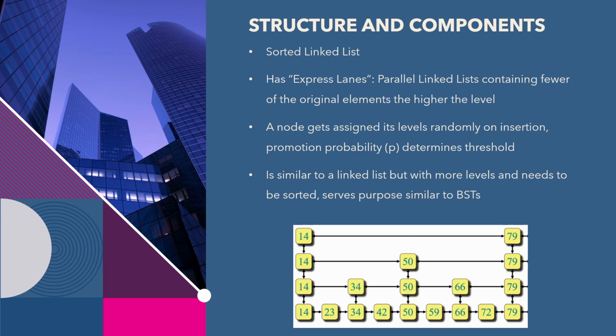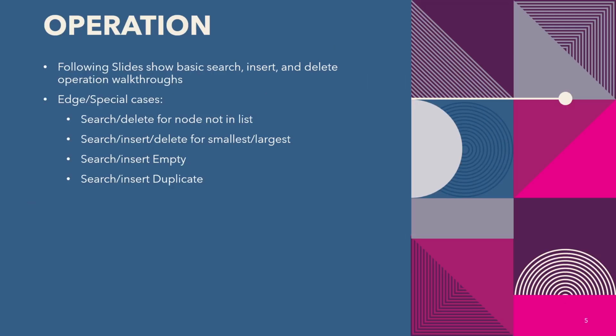As far as comparisons to other data structures, it is similar to the linked list in that it includes a linked list within it as part of its structure. But purpose-wise, it's more similar to a BST in terms of complexity and the purpose.